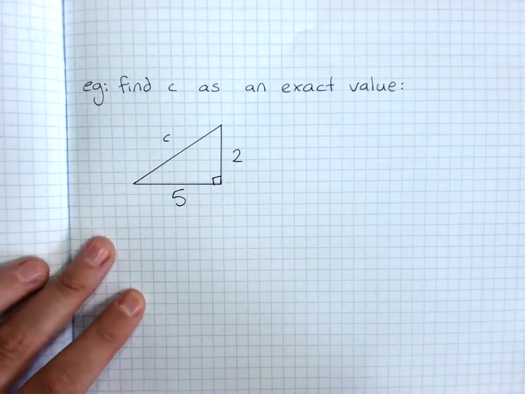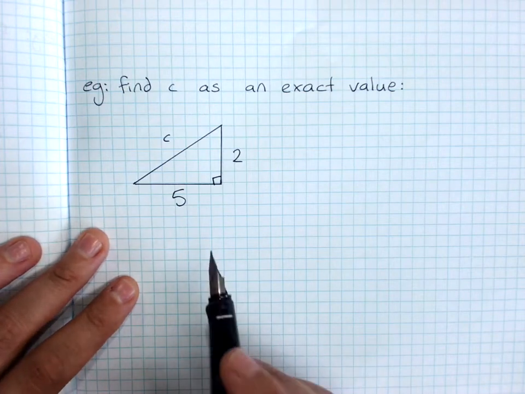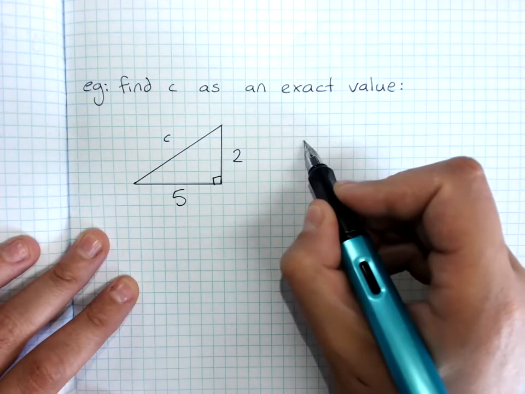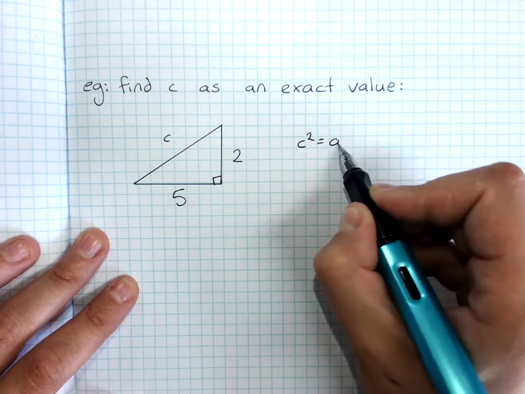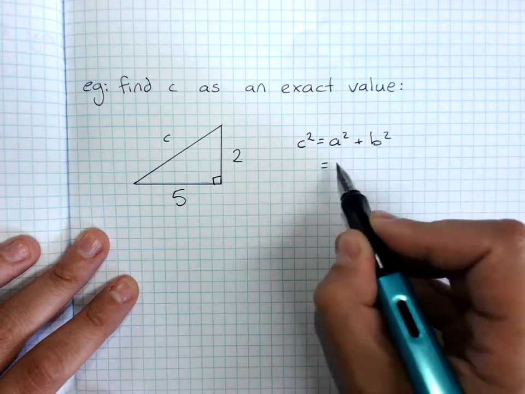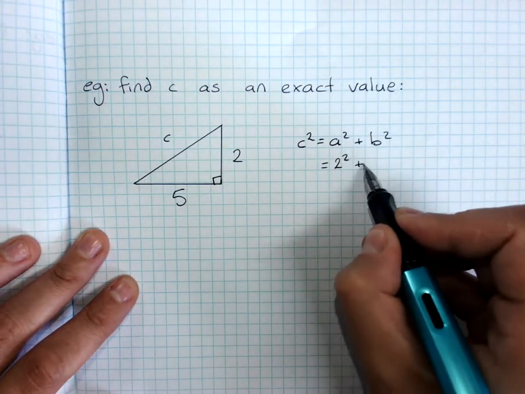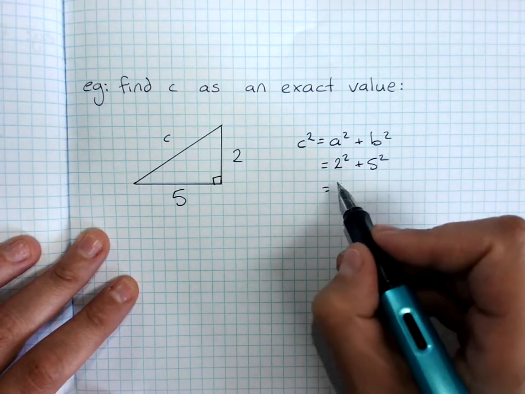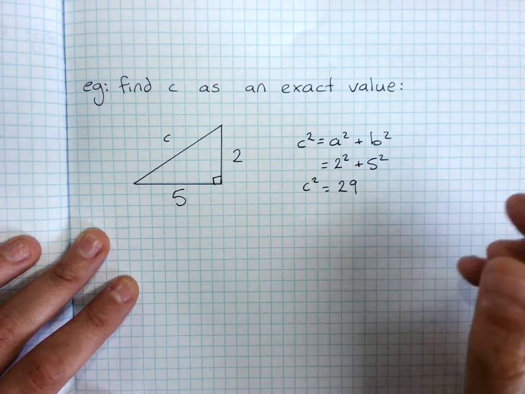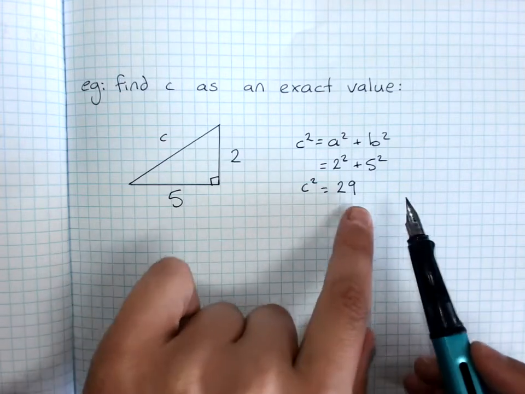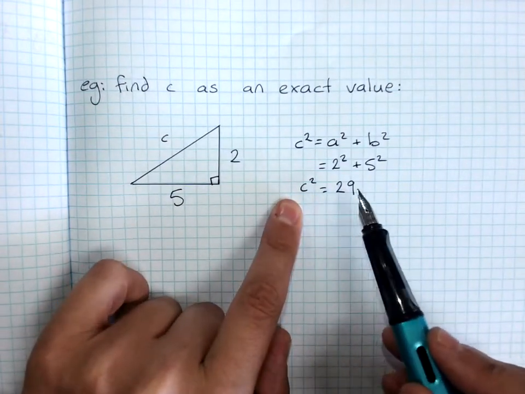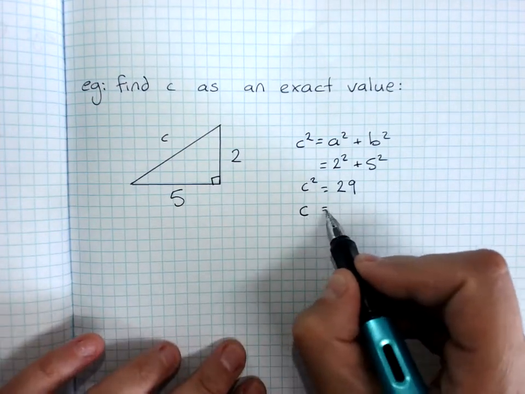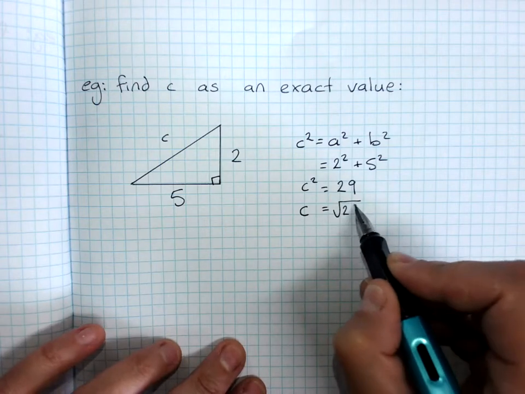We might have the question where we're asked to find c as an exact value. So I'll just start solving for c and then show you what I mean. C squared equals a squared plus b squared. Write our formula, substitute our values. 2 squared is 4 plus 5 squared is 25. So c squared is 29. Notice that when I've finished finding c squared, I must write c squared here. And now I'm going to change to finding c, so I must make that change. I need the square root of 29.